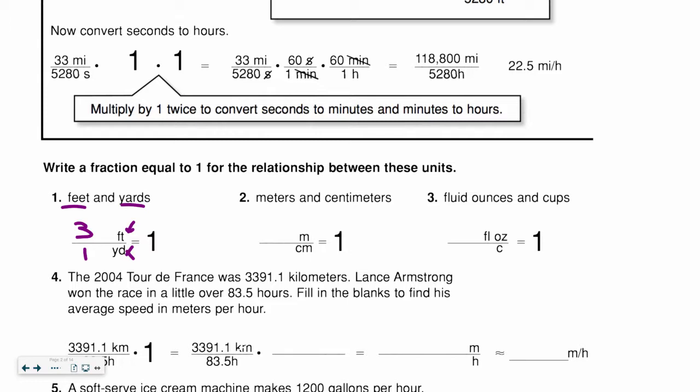Okay, so meters to centimeters. 1 meter is 100 centimeters. There are 8 fluid ounces in 1 cup. All those fractions are equal, they're just written in different units. So what we do is we use those to convert from one unit to another.